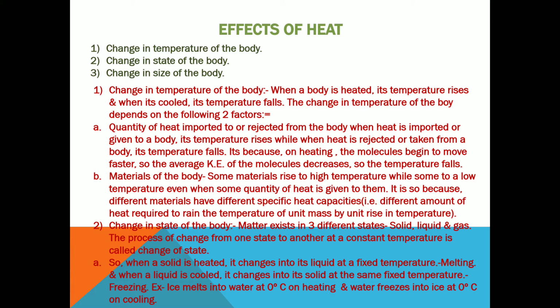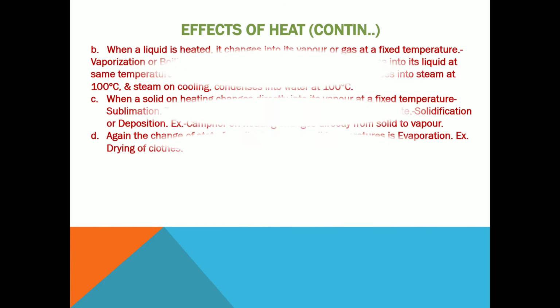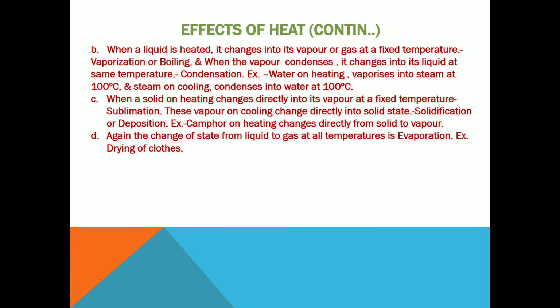Matter exists in three different states, that is solid, liquid, and gas. And when a solid is heated, it changes into liquid at a fixed temperature, that's melting. And when a liquid is cooled, it changes into solid at a fixed temperature, that is freezing. Then when a liquid is heated, it changes into gas at a fixed temperature, that's vaporization or boiling. And when vapor condenses, it changes into liquid, then it is condensation. This all happens at a fixed temperature.